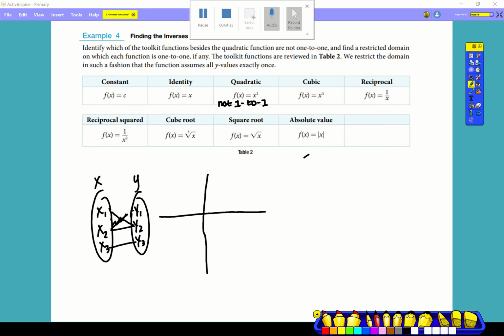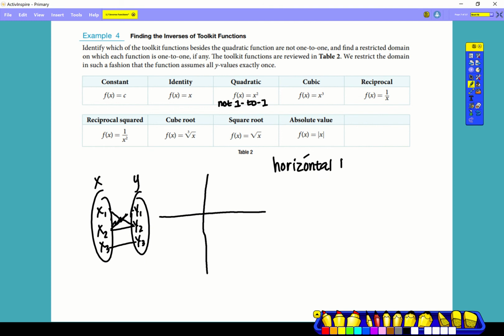Another way of looking at this is the horizontal line test. That tells us what is one-to-one. Remember that one? It says it can only touch a maximum of one time before it will cease to be one-to-one. So like this function, that's the quadratic function, I can draw a line and since it intersects twice, it is not one-to-one.